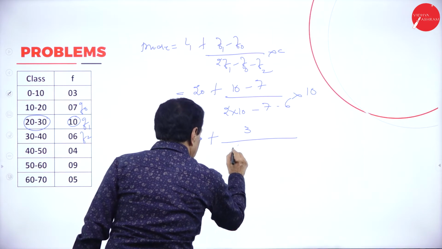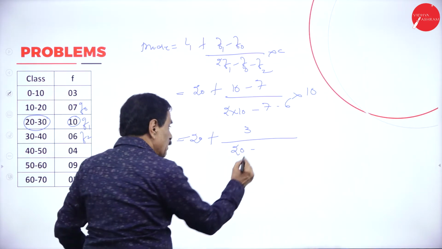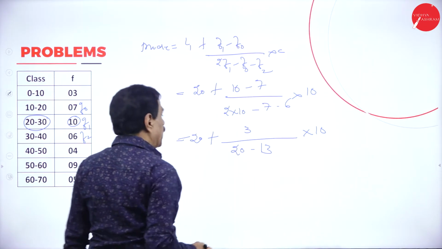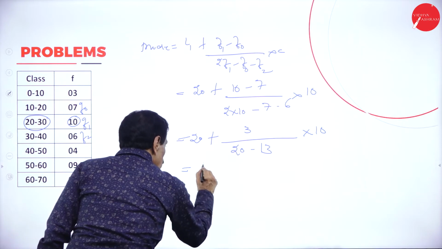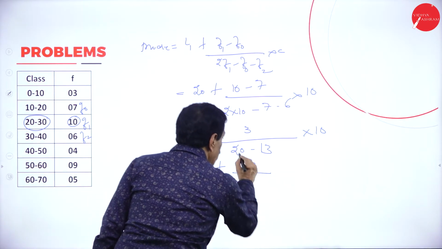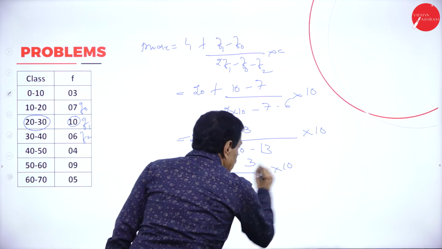10 into 2 is 20. Minus 7 minus 6 can be added, minus 13. Your class interval is 10. This is equal to 20. 20 minus 13 is 7. Your class interval is 10.